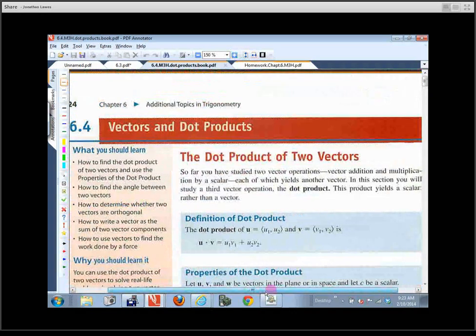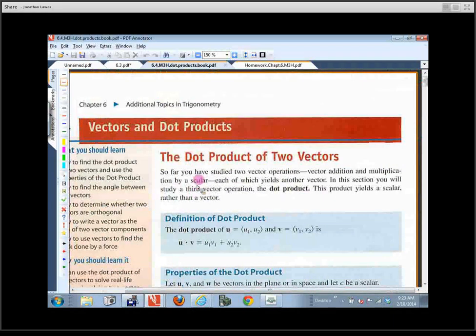So the dot product of two vectors. It says you've studied two vector operations, vector addition and vector multiplication by a scalar, each of which yields another vector. So if we add two vectors together or we multiply a vector by a scalar, we get another vector. Okay, so the answer is a vector. In this section we're going to talk about something called a dot product. And when we find a dot product of two vectors, we actually get a scalar, which is kind of weird. You can multiply two things that have a direction and a magnitude, and what you get is a scalar. And a scalar only has a magnitude, it doesn't have a direction.